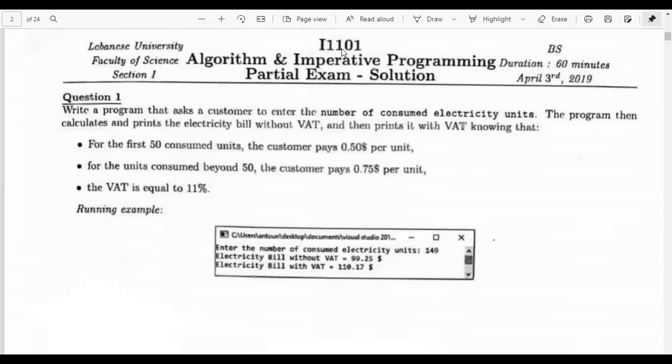Partial exam I1101, April 3rd, 2019. Question 1. Hello, and let's start solving this question.